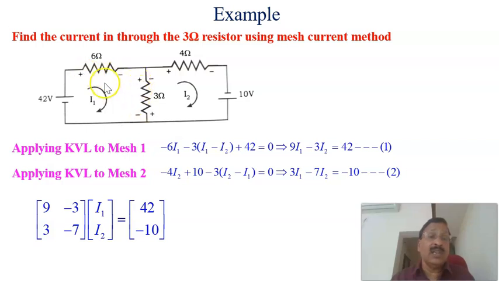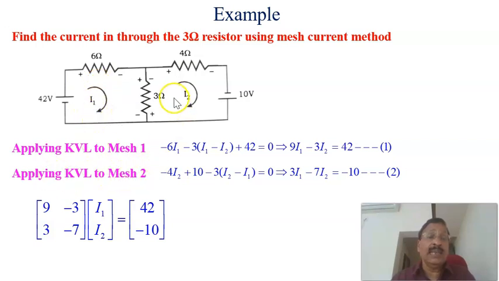Here plus and minus, because we are assuming the entering current equal to I1 minus I2, and here the current equal to I2 minus I1. That's why plus here, minus there. Therefore, as we have already seen, we write the KVL equation for mesh 1: the drop is minus 6 into I1, then minus 3 into (I1 minus I2), then here a potential rise plus 42 equal to 0, or 9 I1 minus 3 I2 equal to 42. That is the first mesh equation.